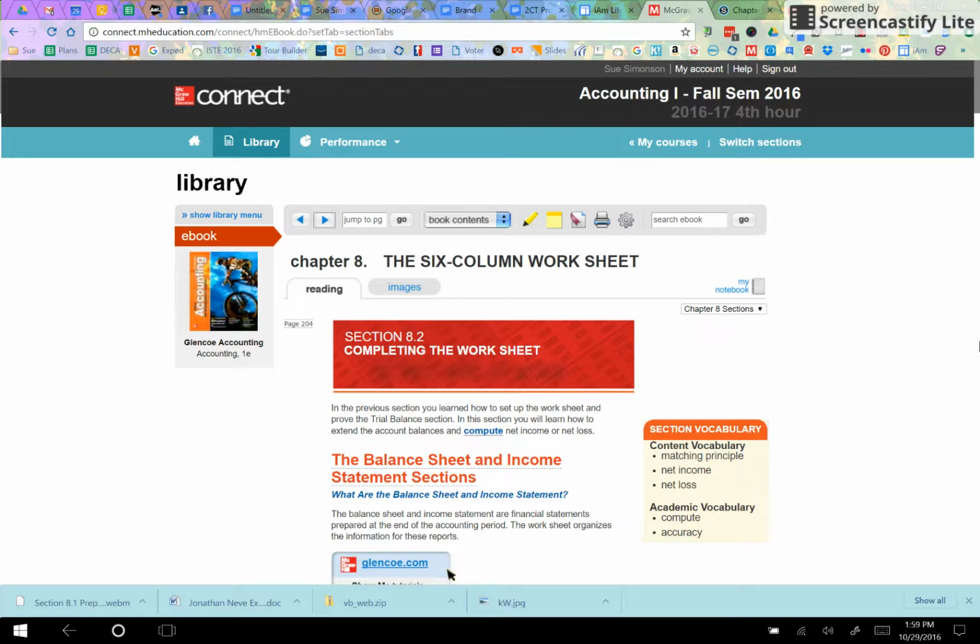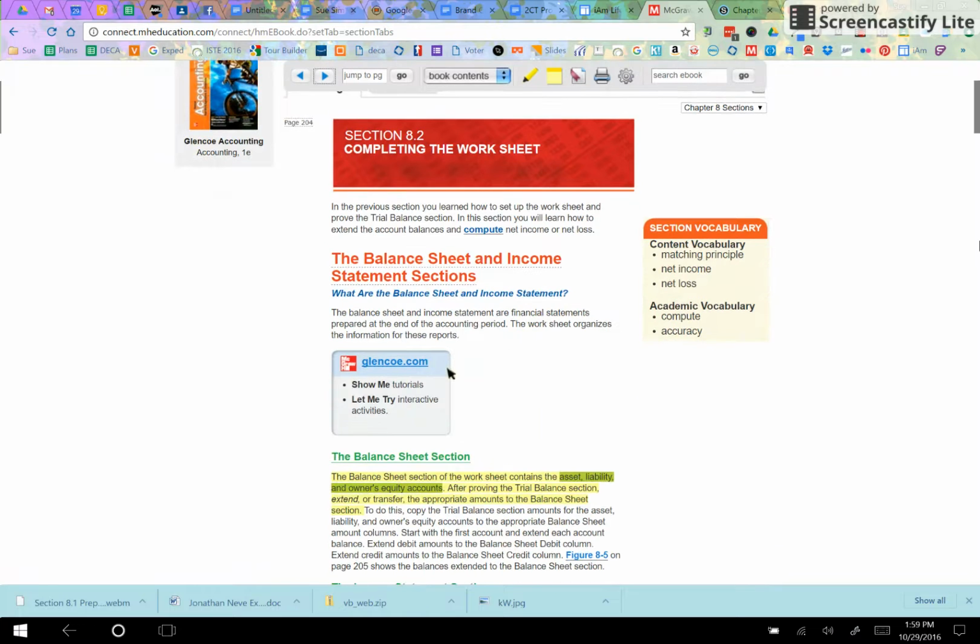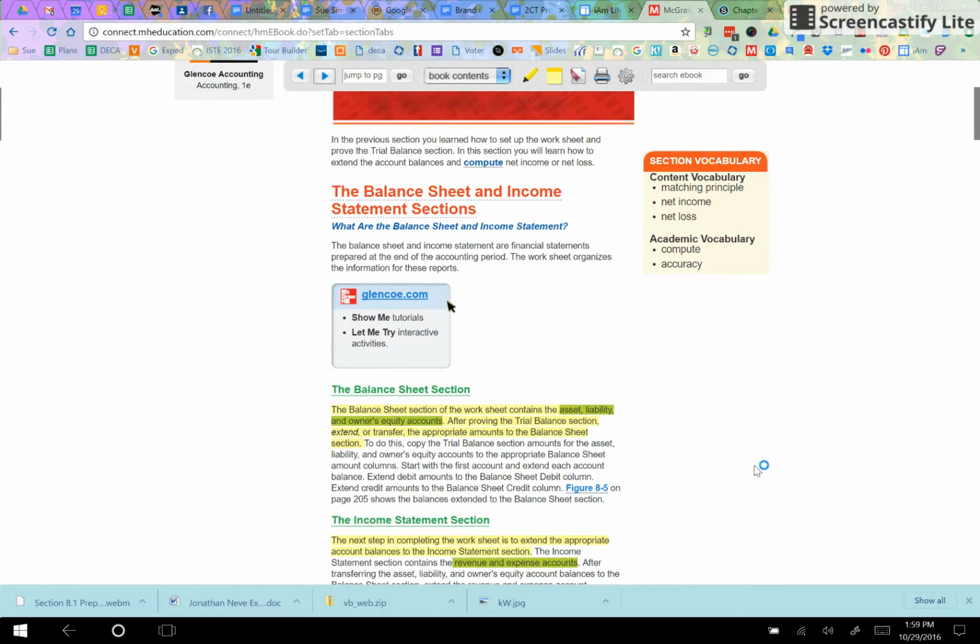Okay, continuing on to section 8.2. Now that we've set up the worksheet, how do we complete it? How do we calculate whether a business had a net income or a net loss? So what is the balance sheet?